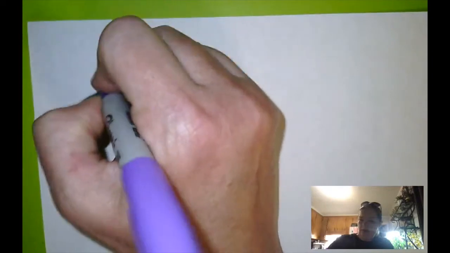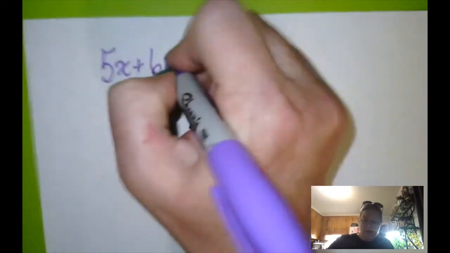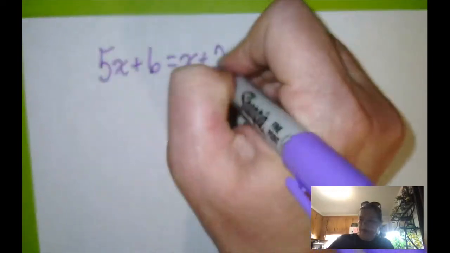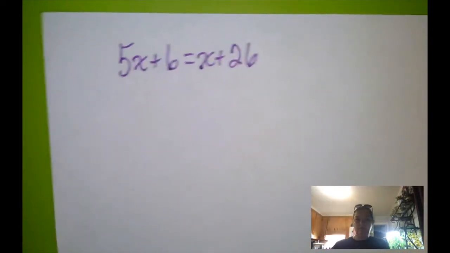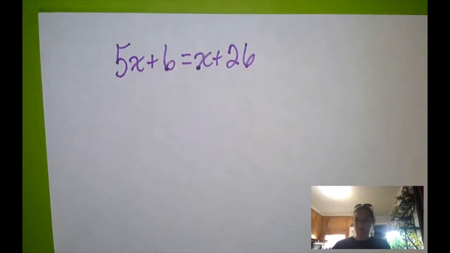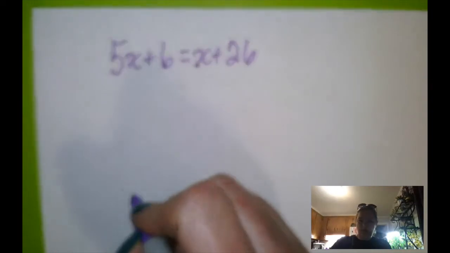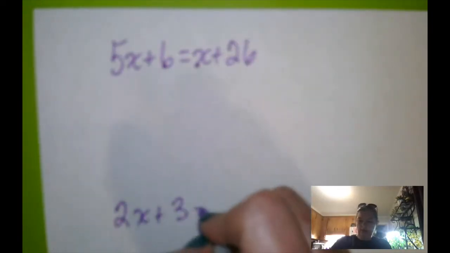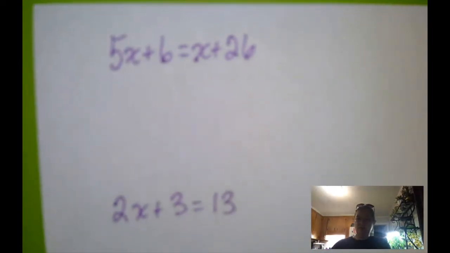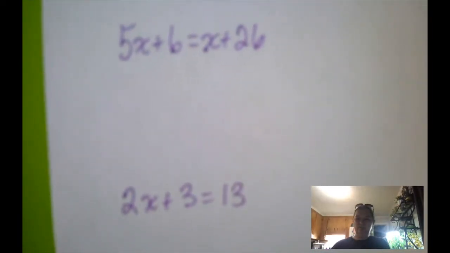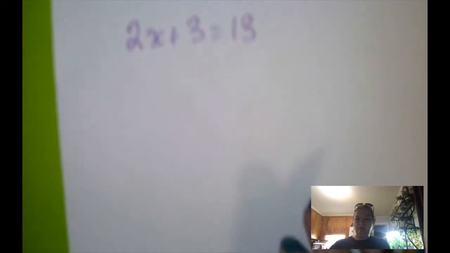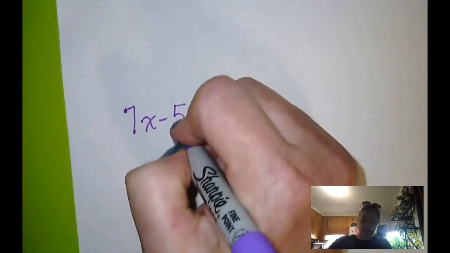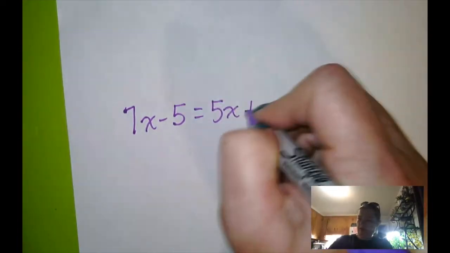Let's see. I've got 5x plus 6 equals x plus 26. That's the first one. Then I've got 2x plus 3 equals 13. That's a little easy, isn't it? We'll keep it there. And then our last one is 7x minus 5 equals 5x plus 5.